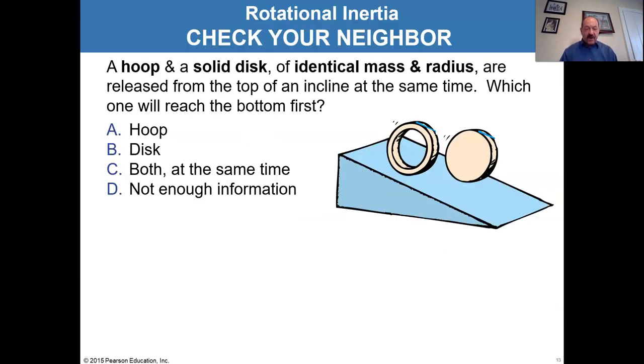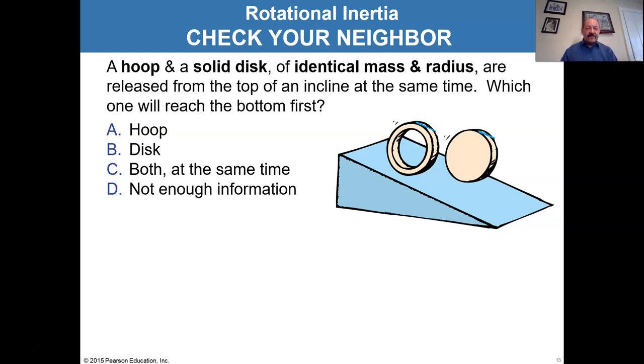All right, so let's look at a problem here. We have a hoop and a solid disk. They're of identical mass and radius. So the M is the same, the R is the same. They're released from the top of the incline at the same time. Which one reaches the bottom first? The hoop, the disk, they both reach it at the same time, or not enough information? Well, we're talking about rotational inertia, how hard it is to spin.